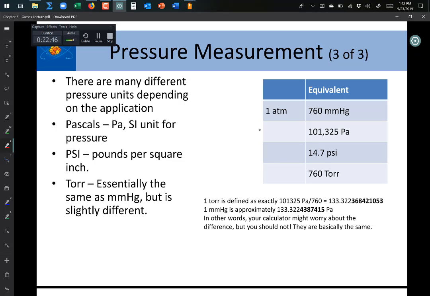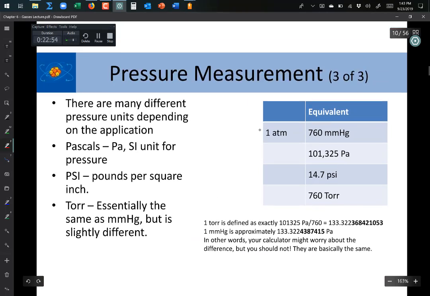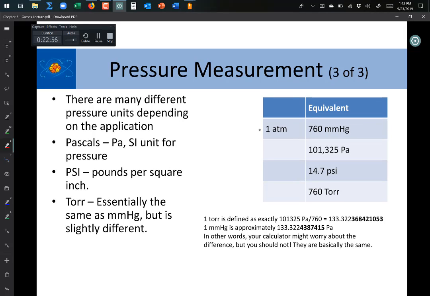So this is that same table as before. There are a lot of different units, and you'll have to convert. I'll do a couple of conversion examples on this slide. You'll have to know how to use them, but I'll give them all to you.